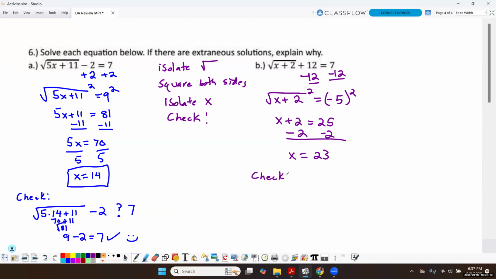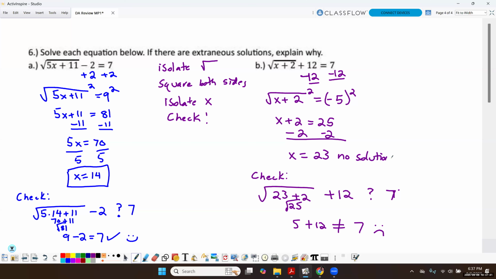Let's check it. So now I'm going to go the square root of x, which is 23, plus 2, and that was originally plus 12, and the question is, will this equal 7? So 23 plus 2 is 25. The square root of 25 is 5, and 5 plus 12, the last time I checked, does not equal 7. So this is a no solution. So if I see all this work, I can tell why. That's your explain why. Okay, that's fine.